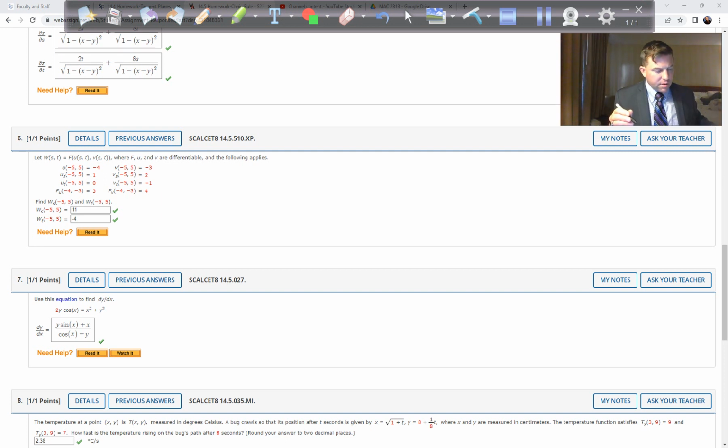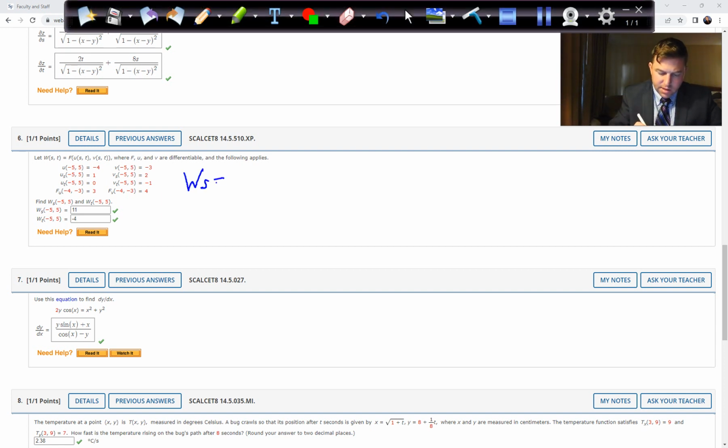I want to write this out so you can see it better. Problem 6. Okay, so what they really want, I'm going to write this right here. Ws is really the partial derivative of w with respect to s. But that's going to equal the derivative of w with respect to u times du/ds. Plus, our other variable is v. So it's dw/dv times dv/ds.